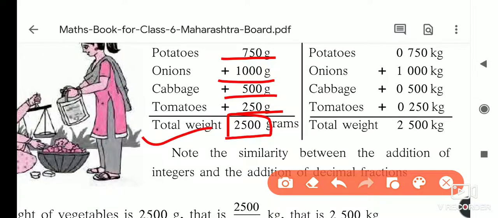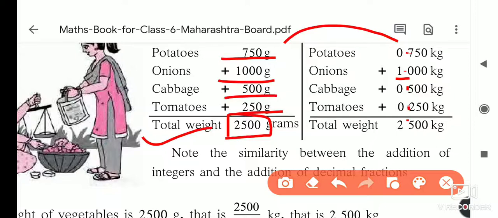Now another method we will see in the decimal form. Here the decimal point they had not given, maybe a printing mistake. So potatoes, how many grams she had taken, that is 750 grams, which means 0.750 kg. Here gram is written, here kg. Now onions, how much she had taken, 1 kg. So 1.000 kg means 1 kg. Cabbage, how much she had taken, 500 grams.